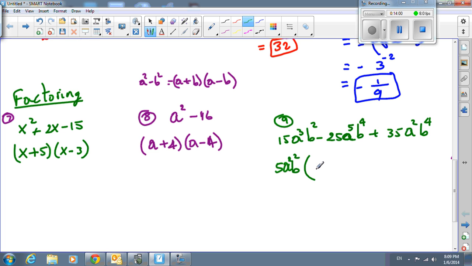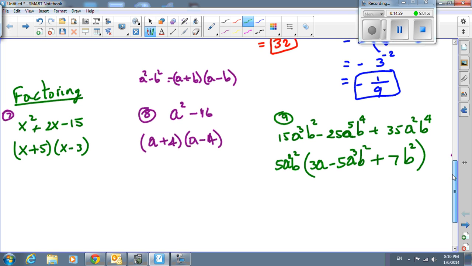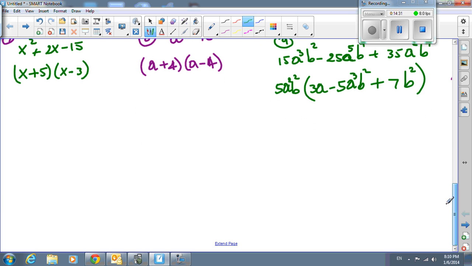And inside the parenthesis, I will have 3, the only thing left here will be an a. Minus 25, that will be 5. Here I will have a cubed b squared, plus 35, I will have 7 and b squared. Although you can go further, I will stop here because this can also be a quadratic with a b. Actually, you won't be able to go that far. So this is the best answer, I believe. Alright, that was example number 9.